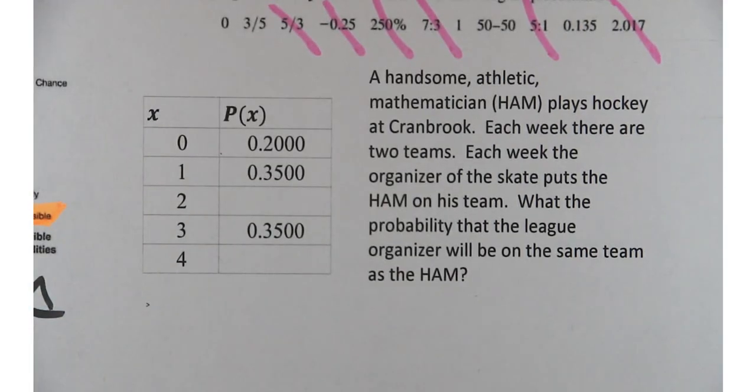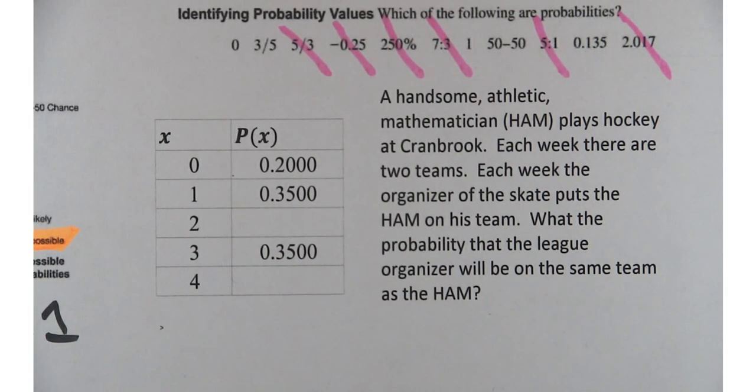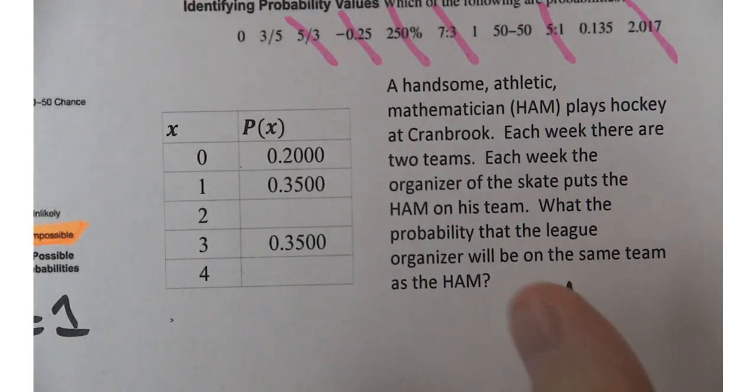So, each week, the guy that organizes our Thursday morning hockey puts the teams together, and he always puts me on his team. What's the probability that I'll be on his team? 1. Yeah, something that always happens is 1. He actually had to change it up because he was getting complaints. All right, let's keep going.